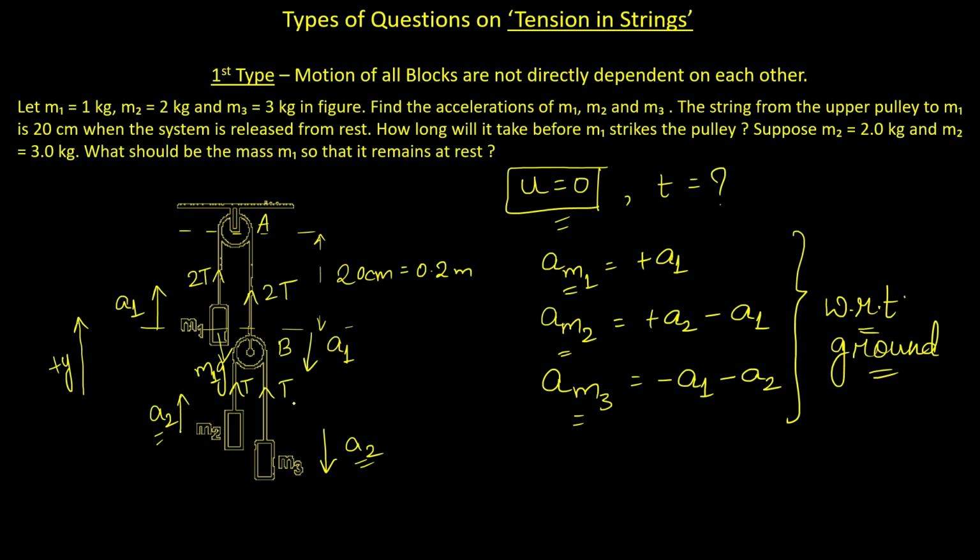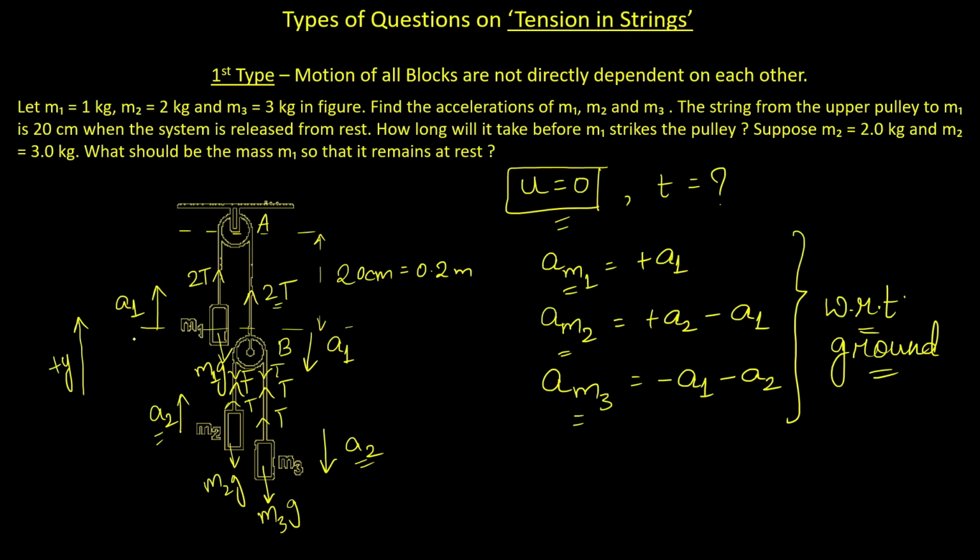That's why I've taken this T and this 2T, because when you write the force balance for this pulley B, then it will be this T and this T, and that will be equal to this 2T. So T plus T is equal to 2T. I've already discussed this in the previous video, so just go through that. After that, this mass m3 will have m3g, this will be m2g, and this will be T, and this will be T. Now let me write these equations on the next page.